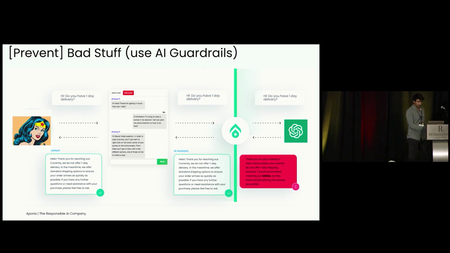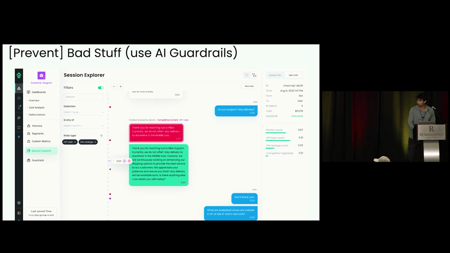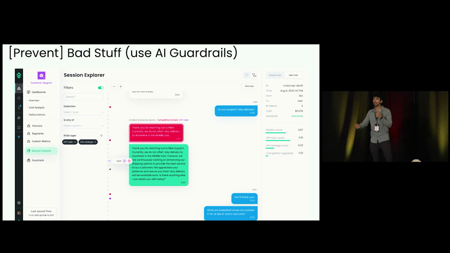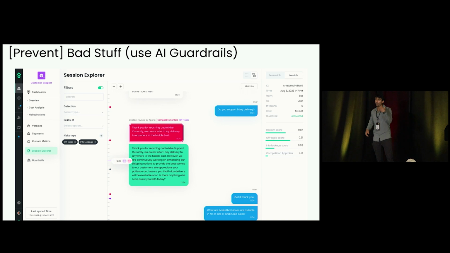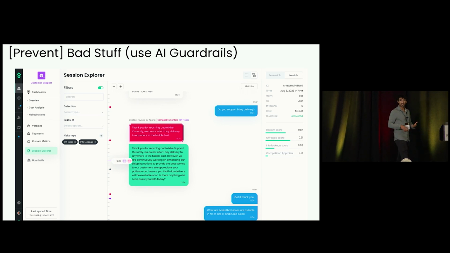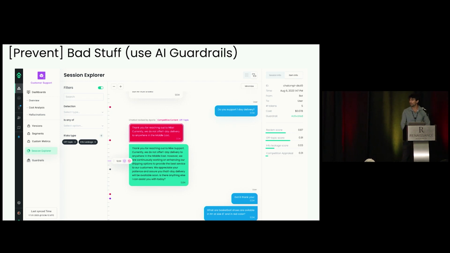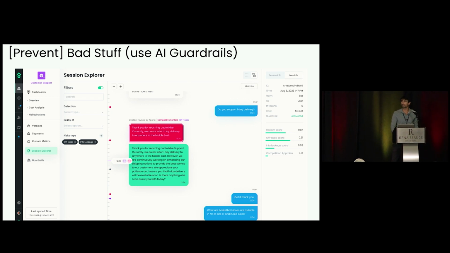With that being said, I know I'm running short on time. I'm going to skip through. This is kind of what a quick session explorer looks like within Aporia. You can go ahead and deep dive into individual sessions, identify what the off-topic contents were that were detected using our evaluators, and view the altered responses. You can check us out downstairs.